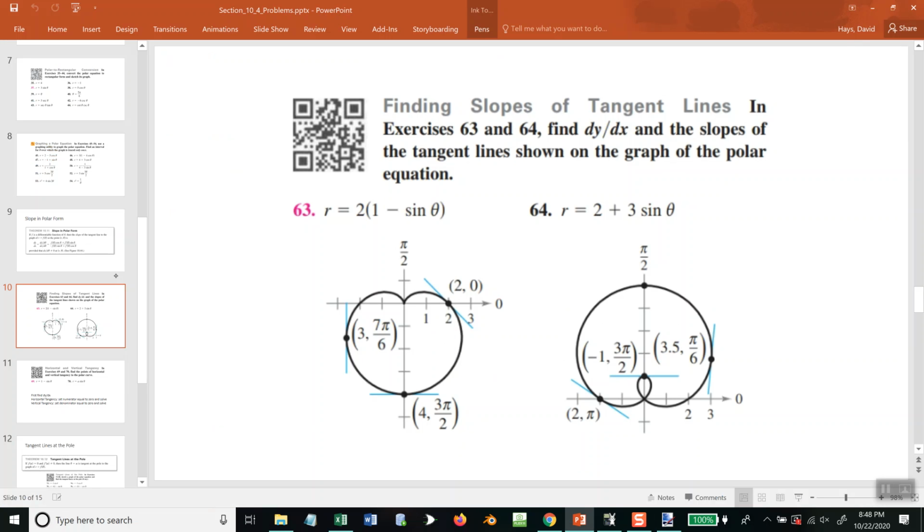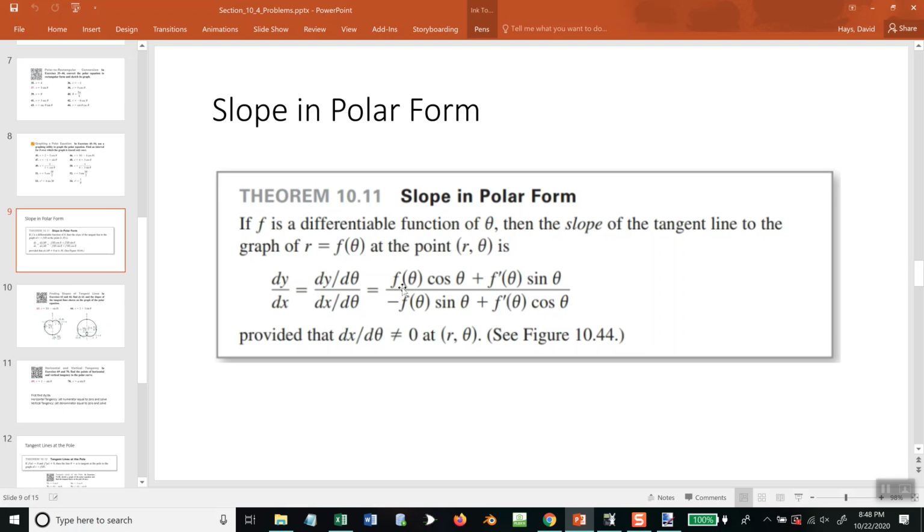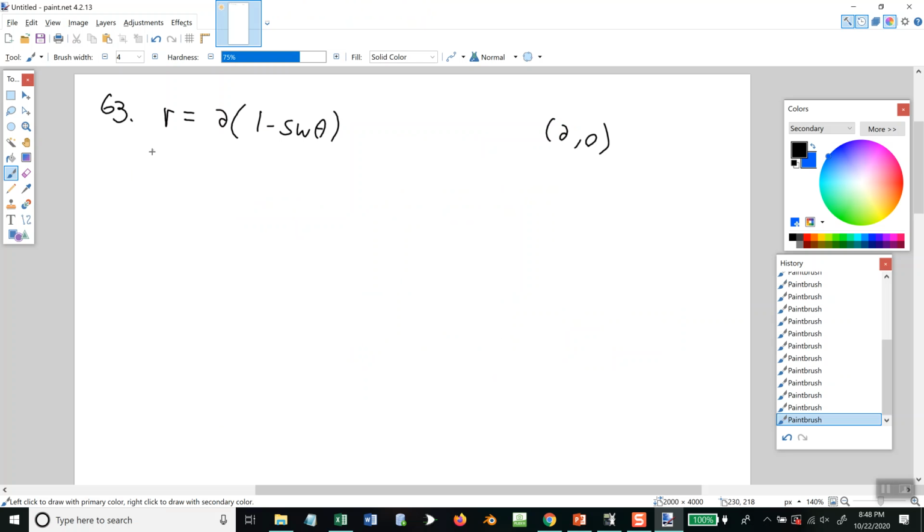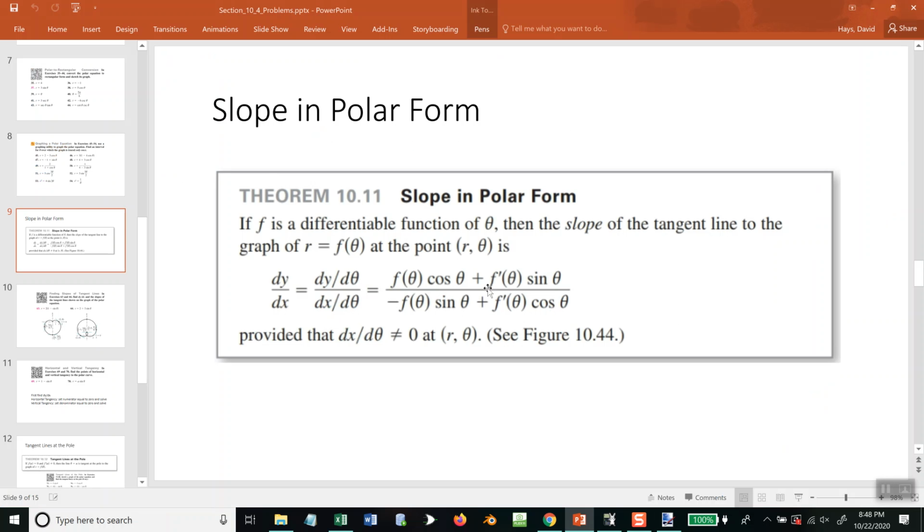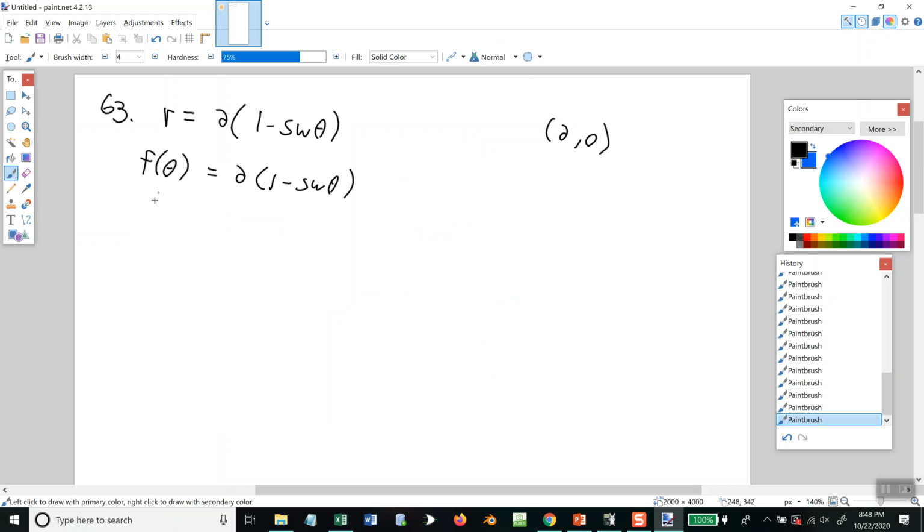Now from your formula, it's pretty easy. You need f of theta. The r is always going to be your f of theta, so keep that in mind. You're also going to need f prime. The 2 remains, the 1 would go away. Derivative of 1 is 0. Minus, and then the derivative of sine is cosine, so that's a negative cosine, or negative 2 cosine theta.